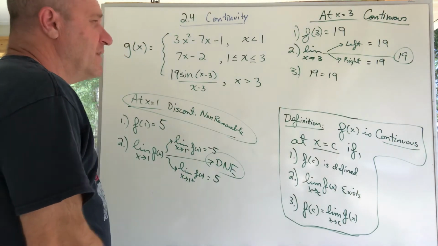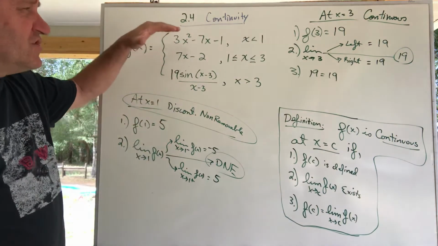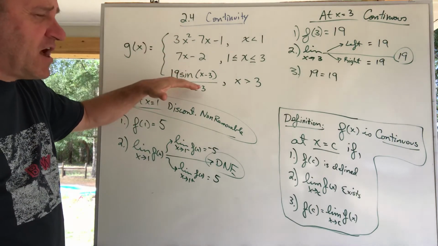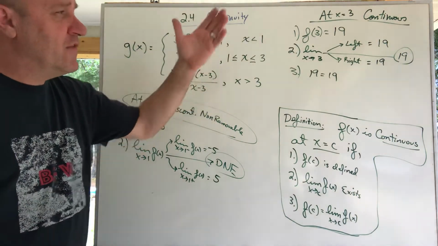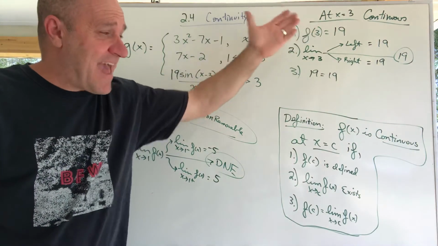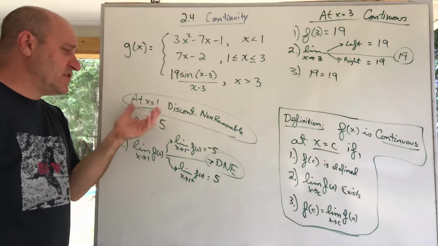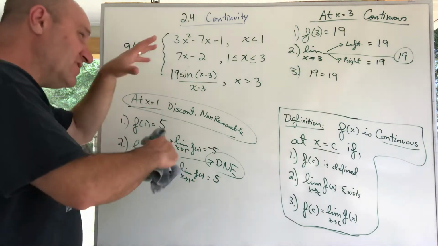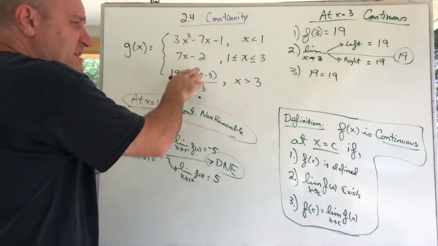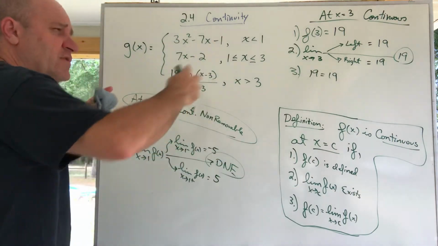So this is a function. There were no other suspicious points of discontinuity to investigate. The only points to investigate were 1 and 3. 3 passed. It's continuous at 3, and it was discontinuous at 1. It was non-removable. So that's a good problem, man. I like these piecewise problems where you use this definition to investigate.